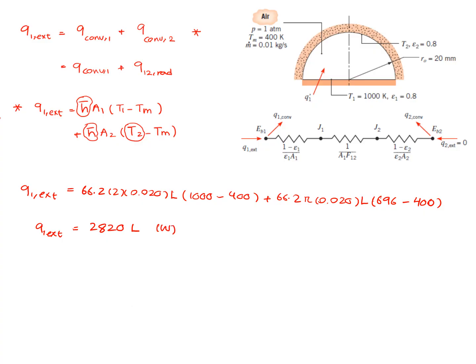What we were interested to calculate was actually Q prime 1 external. That's my Q1 external heat divided by the length of the duct, which is 2820 L divided by L, which is going to be 2820 watts per meter. This is how much heat, or electrical power, you have to provide to surface 1 in order to maintain it at 1000 degrees Kelvin.